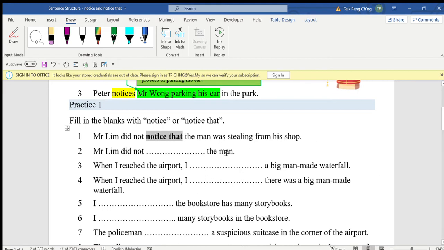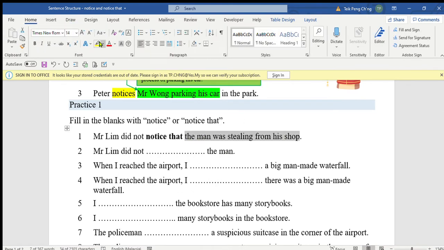Why do we need to use notice that? It's because the object is a sentence. And let's look at number 2. Mr. Lim did not notice the man. Why do we have to use notice only? It's because the object is just a noun phrase. Can you see the difference now?